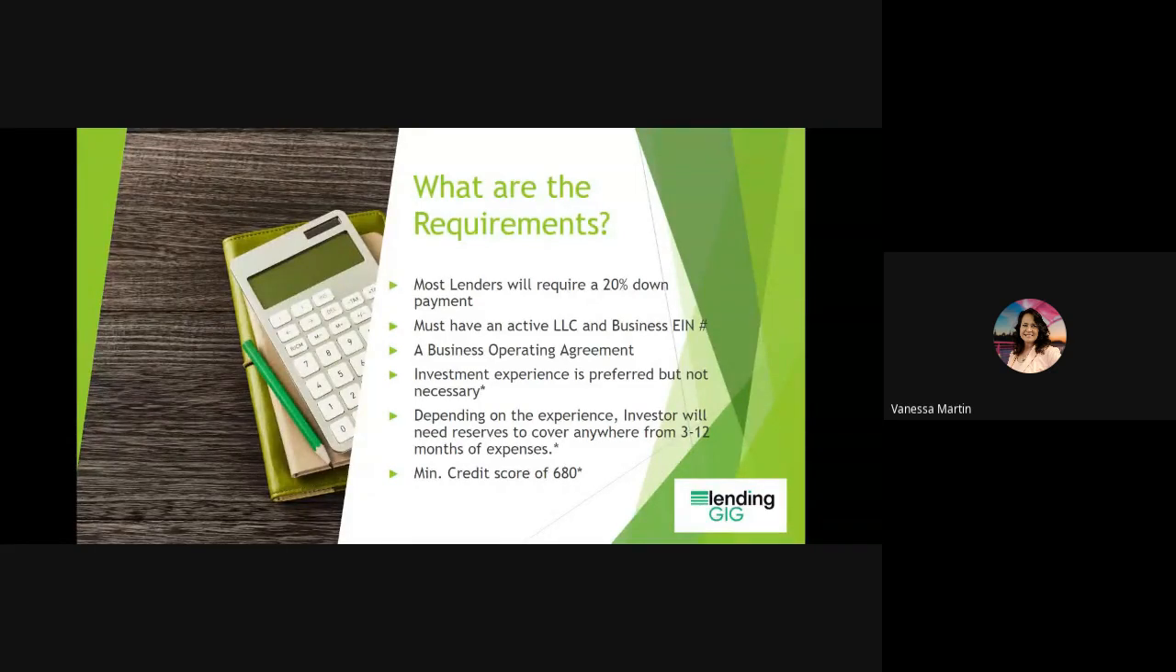And again, the minimum credit score is 680. We have seen them go lower than 680. However, that is going to decrease the LTV that you get. So with a lower credit score, you may have to come to the table with 30% down instead of getting the full 80.